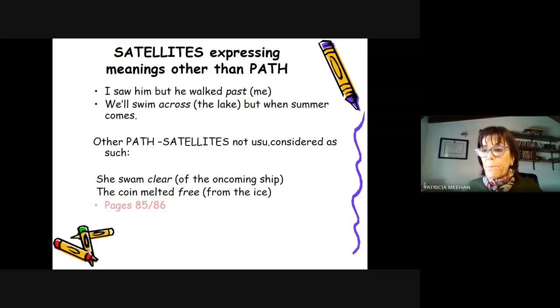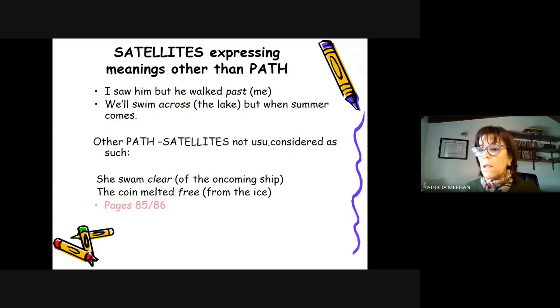So in the previous example, I ran out of the house. It's clear that out is a satellite, only a satellite, because I cannot say I ran out the house. Then it's clear that of is a preposition, only a preposition, because I cannot say I ran out of. I need the house. In the case of past, I can say I saw him, but he walked past. Perfect. Satellite. Or I can say I saw him, but he walked past me. And I express the ground nominal. So that means that this is a sat prep.